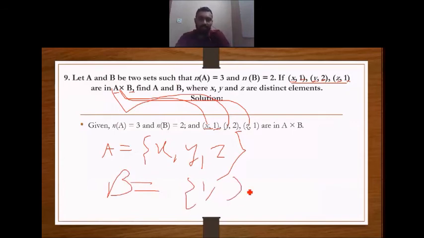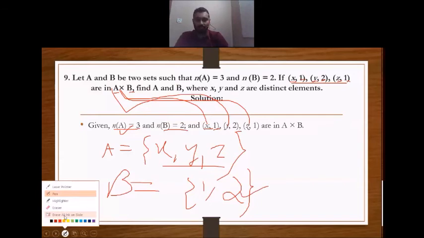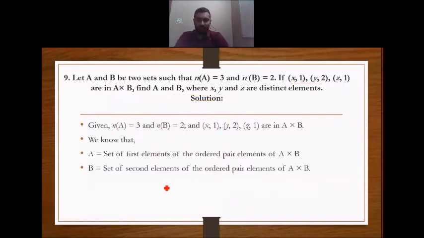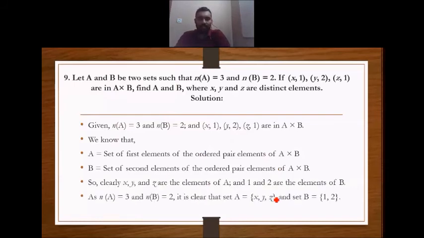So it agrees with the given condition. n of A is 3, so there are 3 elements. This is correct. n of B is 2, there are 2 elements here, so this also is 2. So this is the answer. The set of first elements in A cross B, the first element belongs to the first set. So clearly these are the elements. Next, the 10th question.